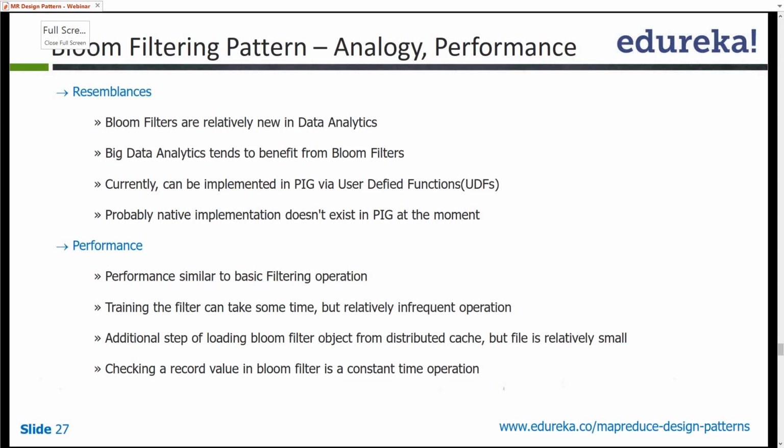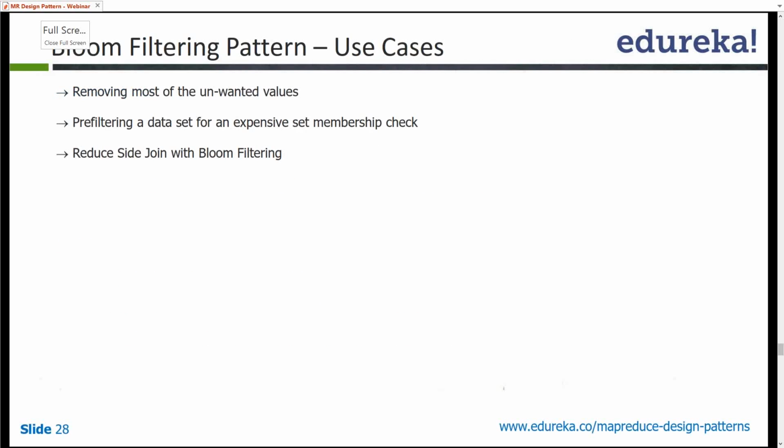Some of the things we just talked about. Use cases: removing most of the unwanted values. The example which I gave earlier had to deal with removing the unwanted values. Pre-filtering a data set for an expensive set membership check. If you want to do further analysis down the line, for example, checking things in HBase, then again the Bloom filter helps. Reduce side join with Bloom filtering is also a good use case.